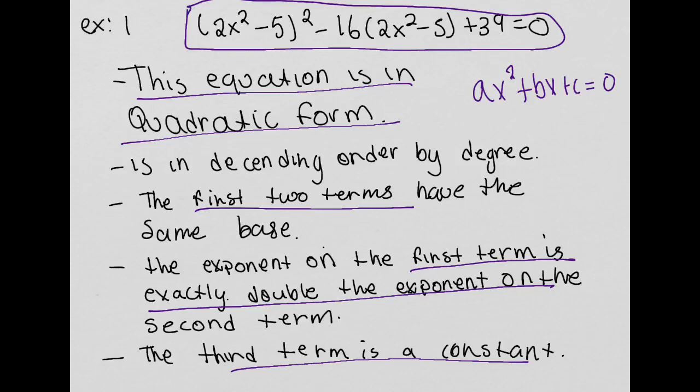If you think about it, the 2x squared minus 5 is like your x. Okay? So let's see how we will solve this using substitution.